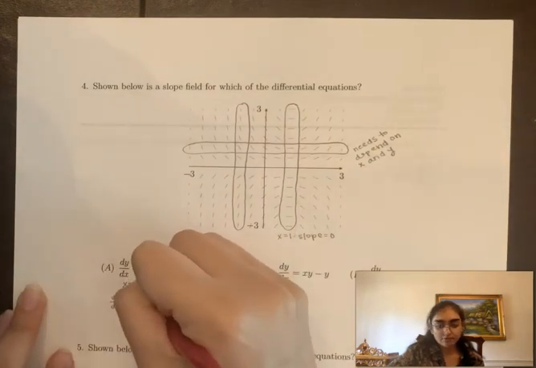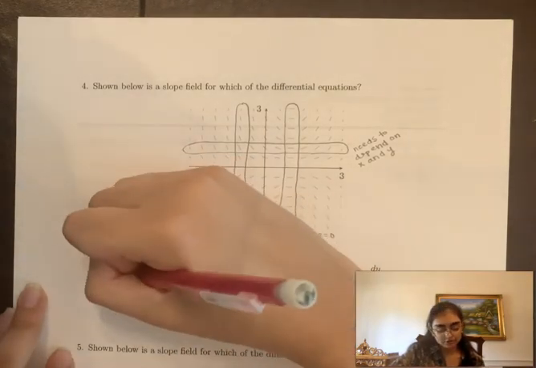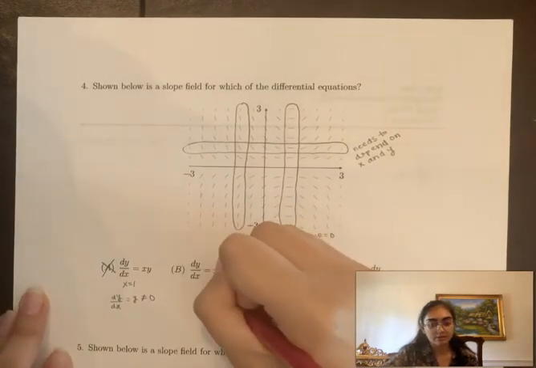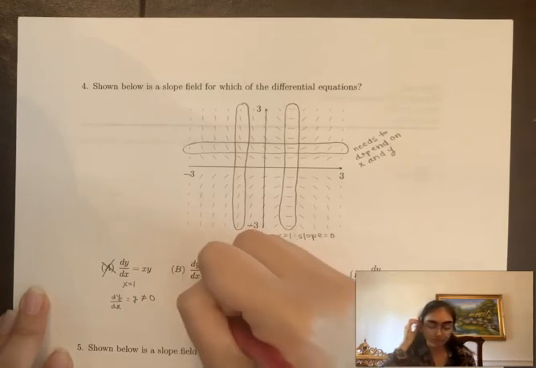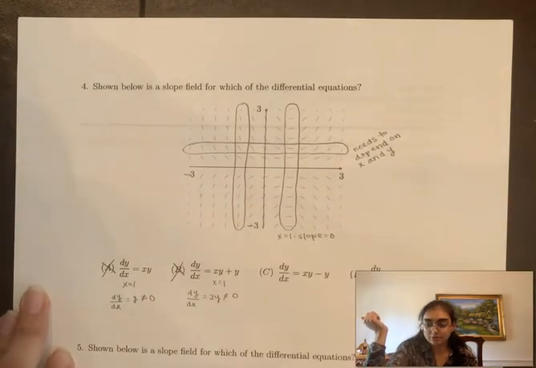So let's go to number A. First, I'm going to use my theory that the slope is equal to 0 when x is equal to 1. If I plug in 1 for x, I just get y. Since y is not equal to 0, this is not the correct differential equation, so we can eliminate that one. So it's not number A. If I plug in 1 for x in B, I get dy over dx equals 2y. That's also not equal to 0, so that is not the correct equation either.